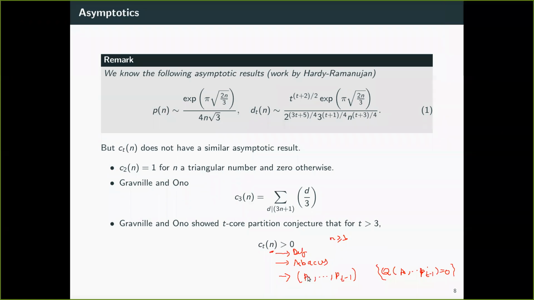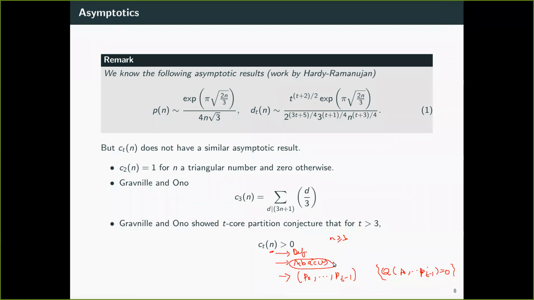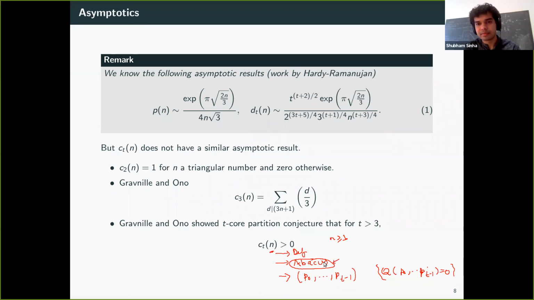Actually, I was not asking about the number itself. I was asking, do you know the characterization of such partitions? Like, what are the partitions which have empty three cores? For two cores, we have the staircase partitions. I don't know if I can give a better answer than the characterization in terms of abacus. We'll see that later in the talk. Okay, thank you.